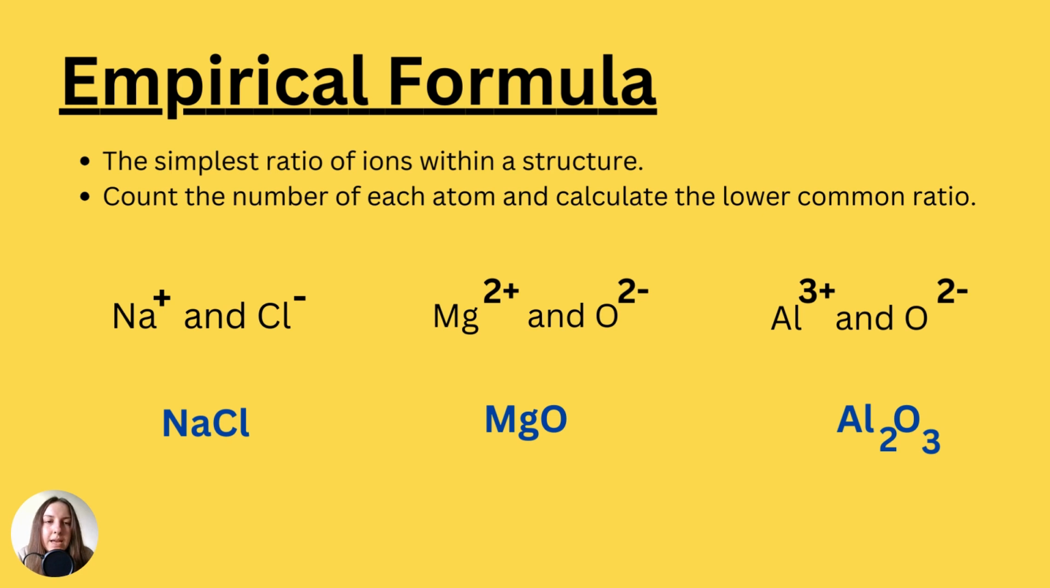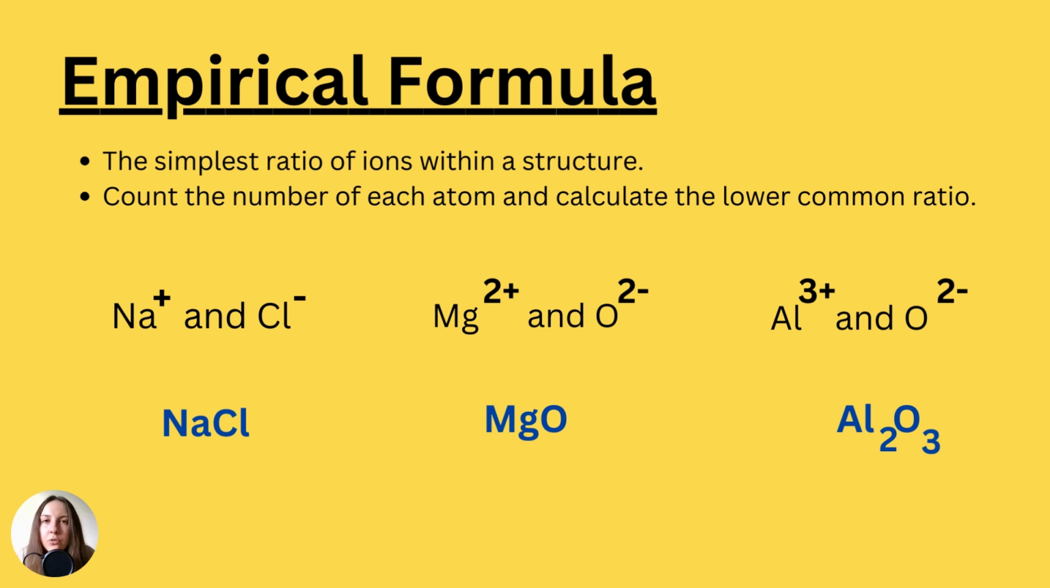So sodium is a positively charged ion. Chloride is a negatively charged ion. They cancel each other out, which is why you have one of each. It's the same with magnesium oxide. There's 2 plus for magnesium, 2 minus for oxygen, so you need one of each.